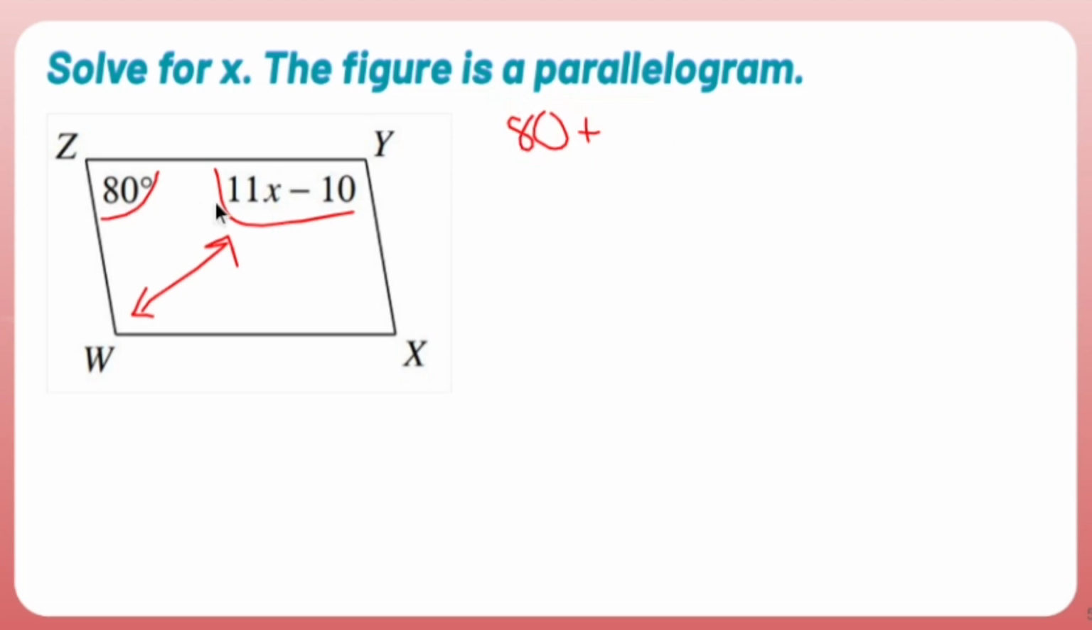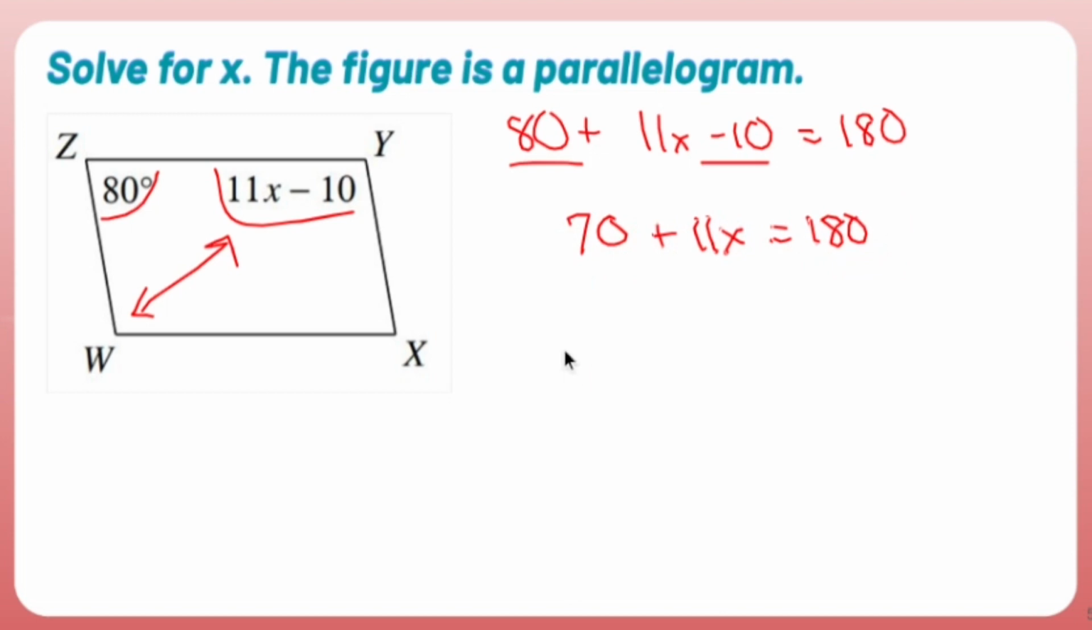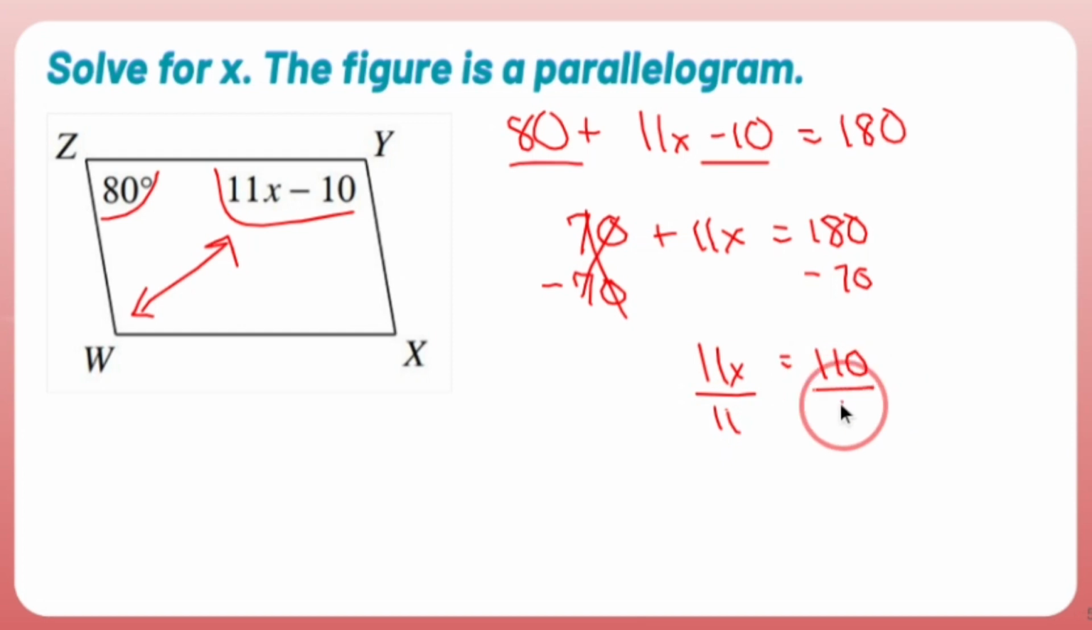So 80 plus 11x minus 10 equals 180. Combine like terms, so 80 minus 10 is 70. So 70 plus 11x equals 180. Subtract 70 from both sides because it's a two-stepper. 11x is equal to 110. In order to get x all by itself, divide both sides by 11, and x equals 10.